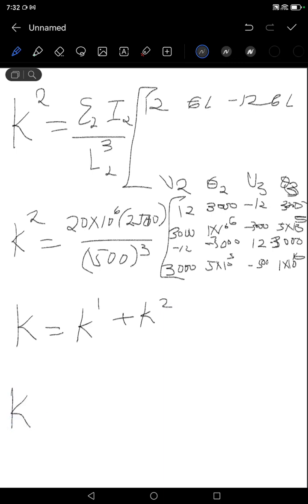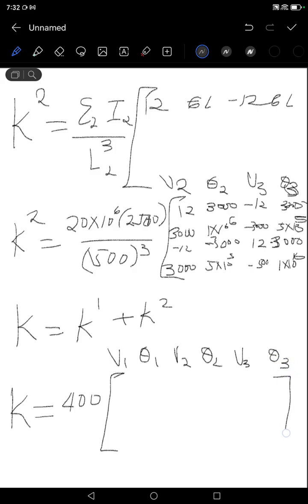Okay, so we're going to have this K1 plus K2, and then we're gonna have 20 times 10 to the power of 6 multiplied by 2.5 over 500. It's gonna be 400 into, and then here we're going to check V1, theta 1, V2, theta 2, V3, theta 3. So since we have 3 nodes, which means we're going to have a 6 by 6 matrix. So we're gonna have V1, theta 1, V2, theta 2, and then V3, theta 3. 2, 4, 6. Yes, as I said, we're gonna have a 6 by 6 matrix.